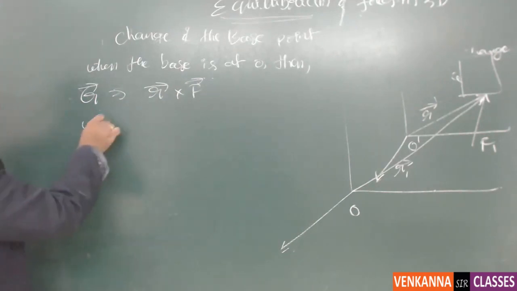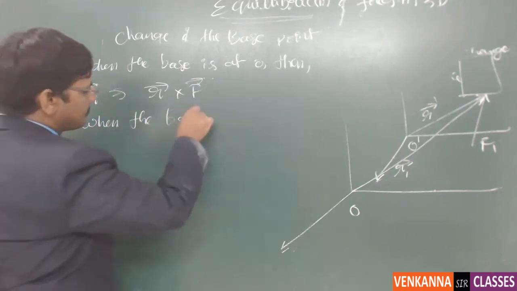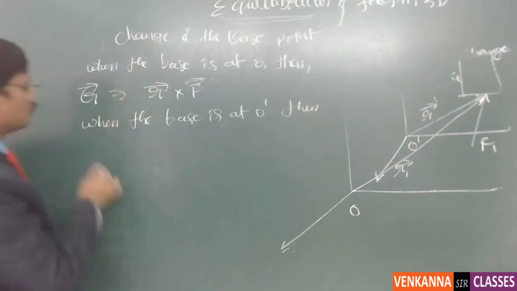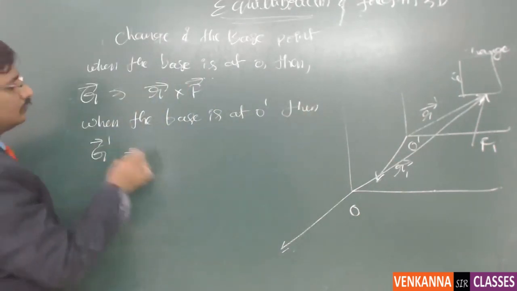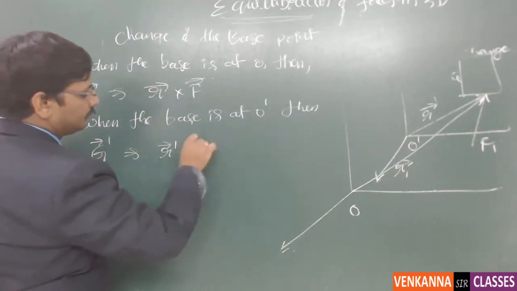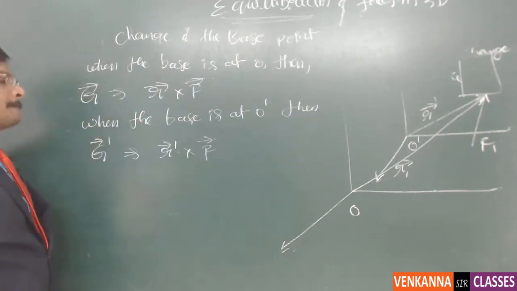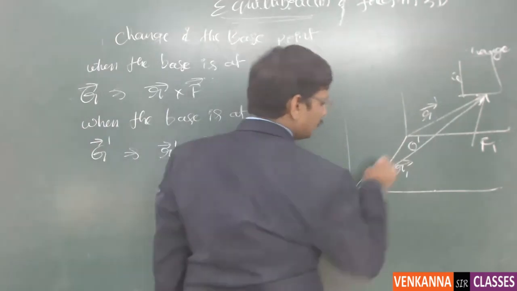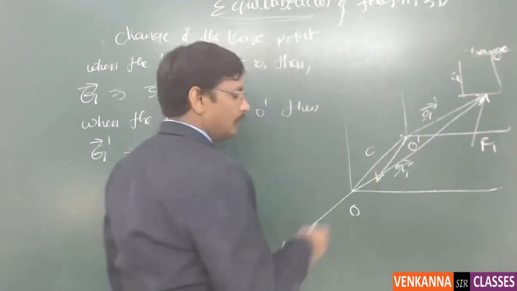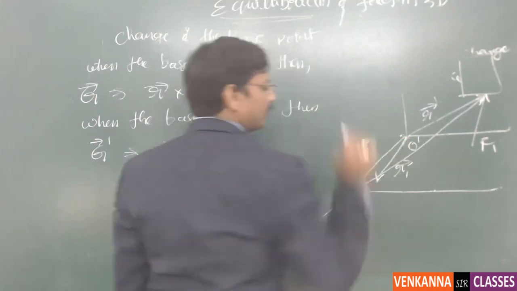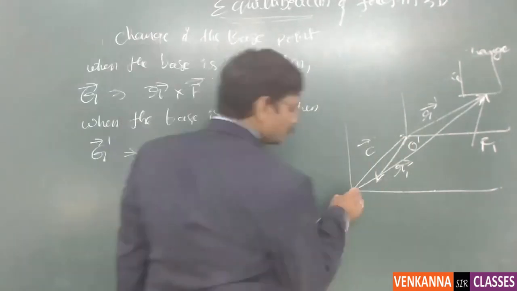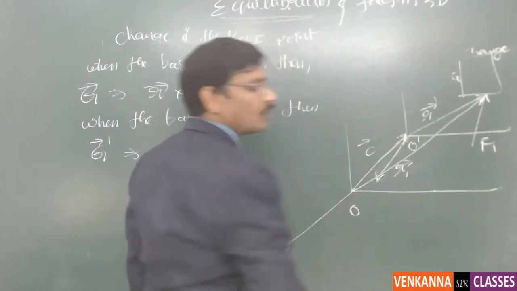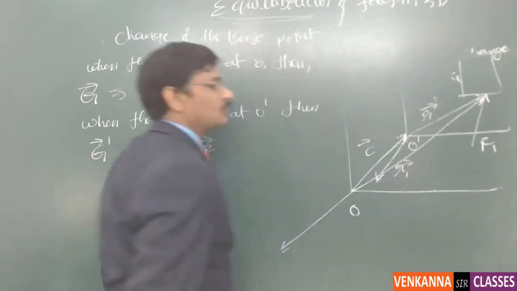Now, when the base is at O dash, then the moment G dash is equal to R dash cross F. Now here there is a relation between R and R dash. Let us say there is a shift of magnitude C from O to O dash. Let us say this is the vector, and this vector is shifted from here to here. This is a C dash vector, and this is R1 vector. This is R1 dash vector.